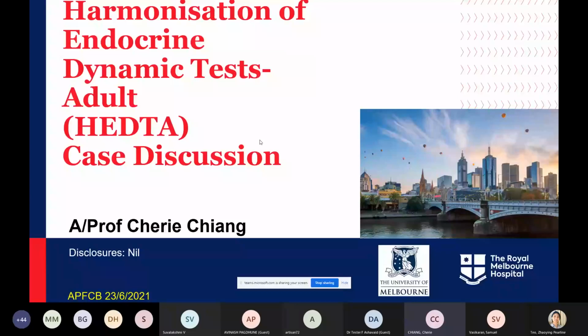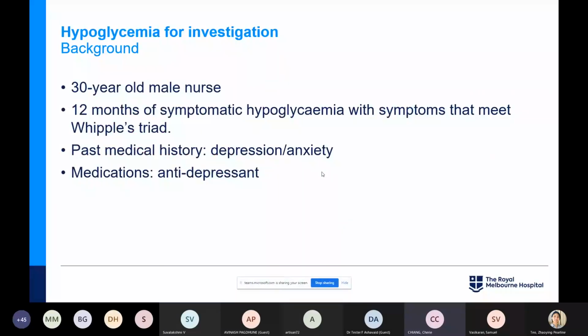So without further ado, our first case is for investigation of low blood glucose. These are in fact all cases that I have had to comment on in the last month, so they're all very recent cases. So this is a 30-year-old male nurse who presented with 12 months of symptomatic hypoglycemia that meets the criteria for Whipple's triad, and has a past medical history of depression, on treatment. So automatically, just because of the occupation, some of the audience might wonder about surreptitious hypoglycemia, which of course needs to be excluded.